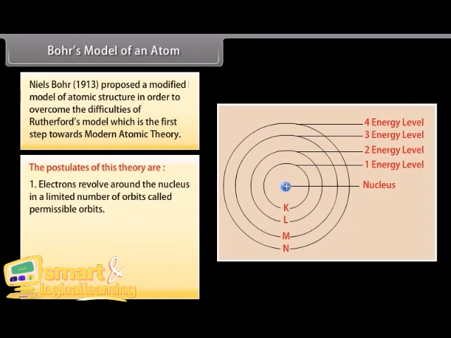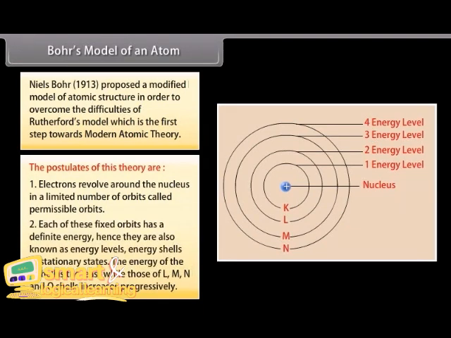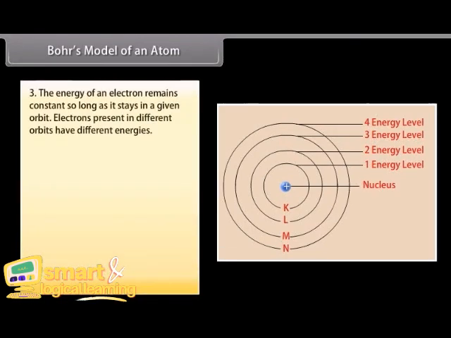1. Electrons revolve around the nucleus in a limited number of orbits called permissible orbits. 2. Each of these fixed orbits has a definite energy, hence they are also known as energy levels, energy shells, or stationary states. The energy of the K shell is the least, while those of L, M, N, and O shells increase progressively. 3. The energy of an electron remains constant so long as it stays in a given orbit.